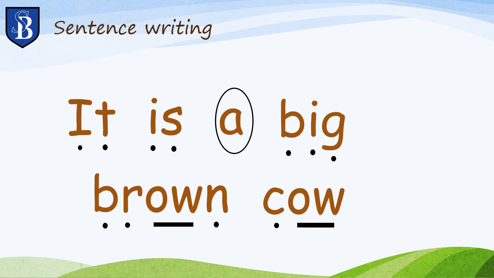This sentence has a capital letter at the beginning, but it's missing something. Oh yes, it needs a full stop to make the sentence complete. It is a big brown cow.